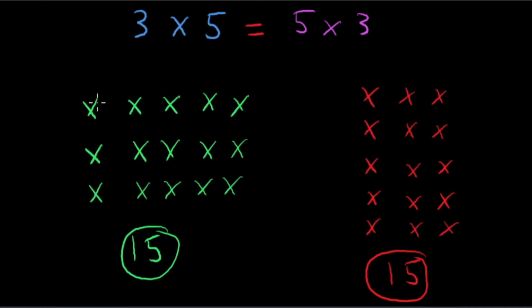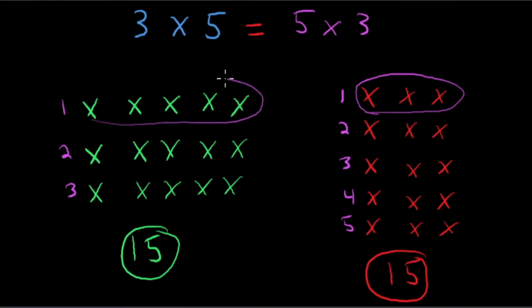An example of this would be, here is 1 group, 2 groups, 3 groups. Over here we've got 1 group, 2 groups, 3 groups, 4 groups, 5 groups. Okay, either way, we're still going to get the same answer. 3 times 5 is going to give us 15.